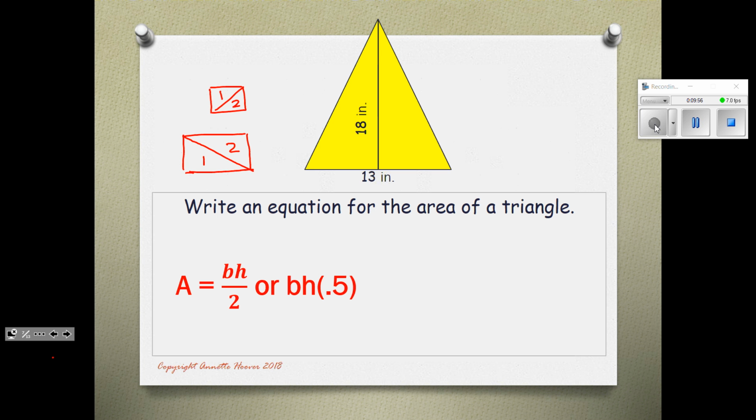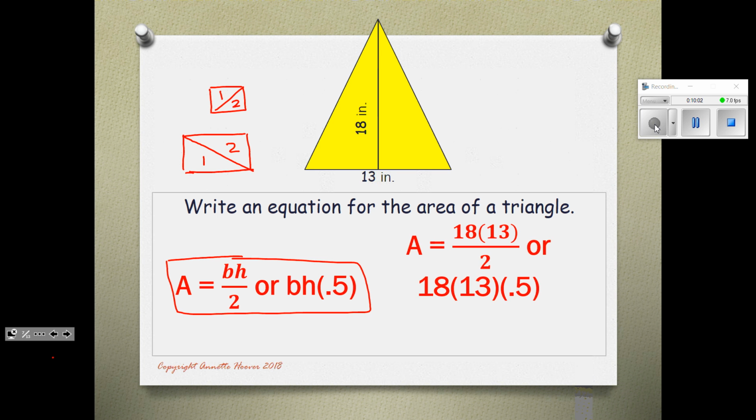So this is the equation you need to write down that we use. Now if we plug in the numbers, we have the base times the height divided by 2. Or if you want to do the other method, it's base times height times 0.5. So you type it, you can use your calculator for this. 18 times 3 equals, divided by 2, or 18 times 3 times 0.5. And you're going to get 117 square centimeters. Area is counting squares, so when we label it, we put squared.